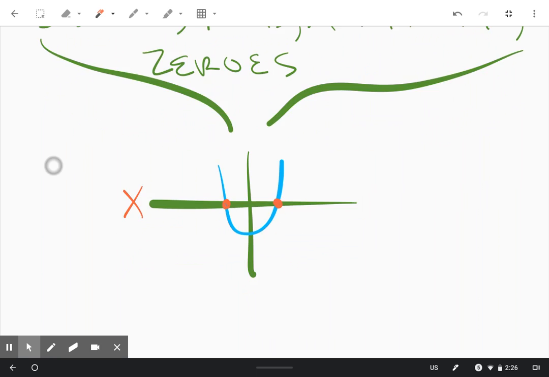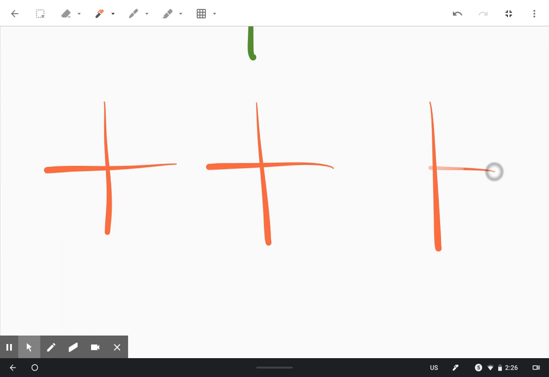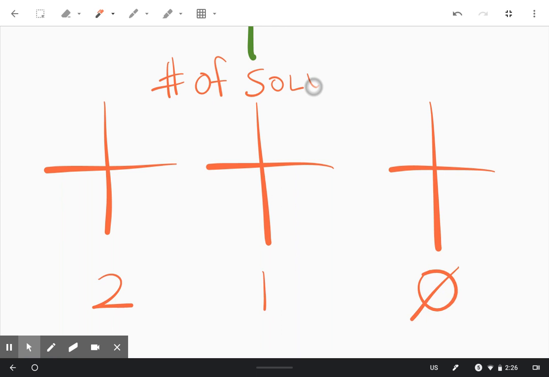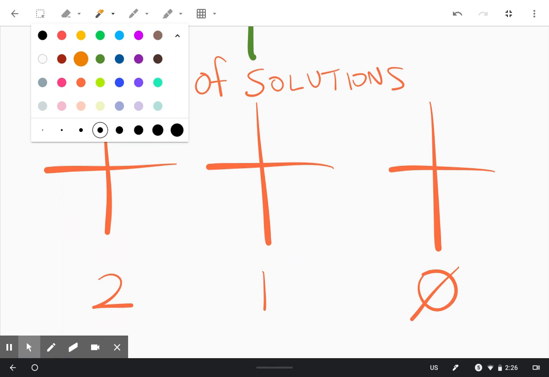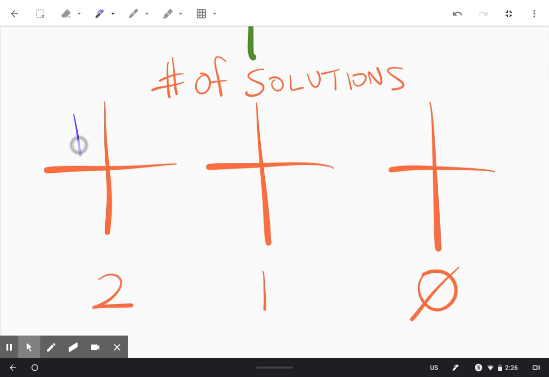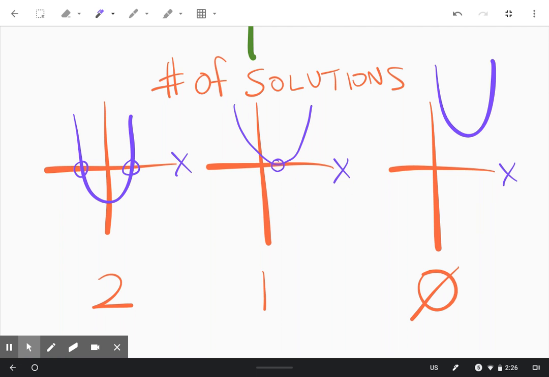So all quadratic functions fall into one of three categories. Either they have two solutions, one solution, or no solutions. And I'll just show you a basic sketch of what those each look like. A graph that goes like this has two solutions. A graph that goes like this has just one solution. And a graph that goes like this has no solutions because this graph doesn't cross the x-axis.